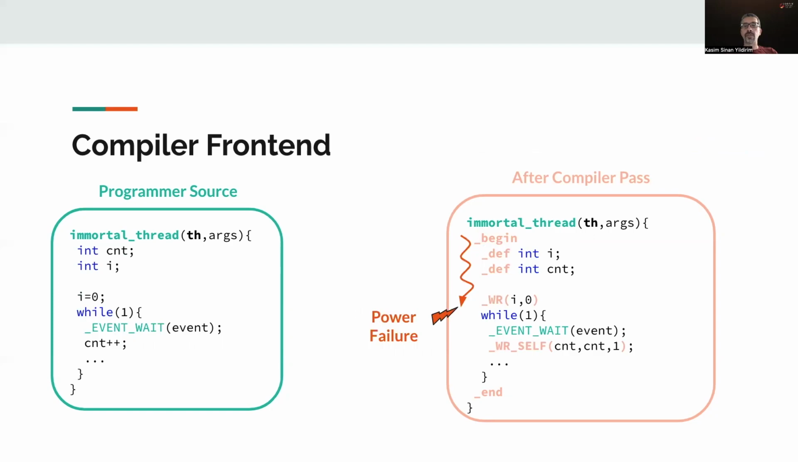Thanks to the source-to-source transformation that uses the C macros defined in the immortal threads library, if a power failure interrupts the thread execution, the thread continues from the last checkpoint performed by the immortal threads runtime. The last checkpoint is always the last memory manipulation via the write or write self macros.